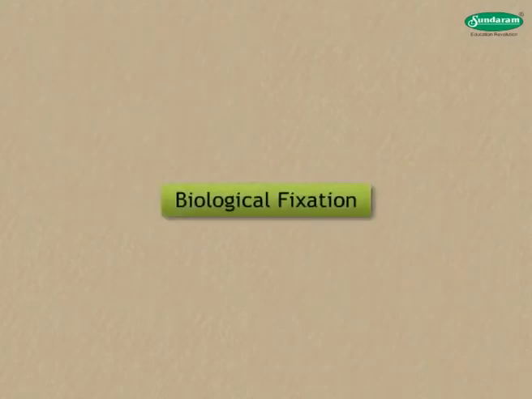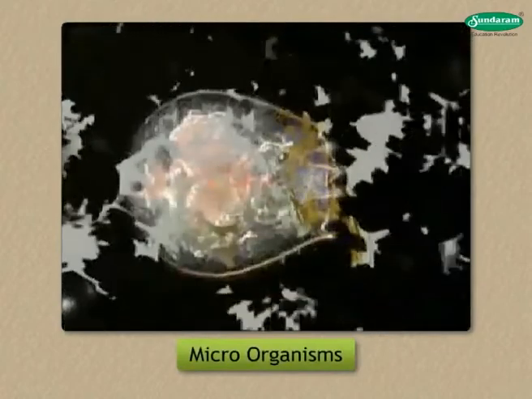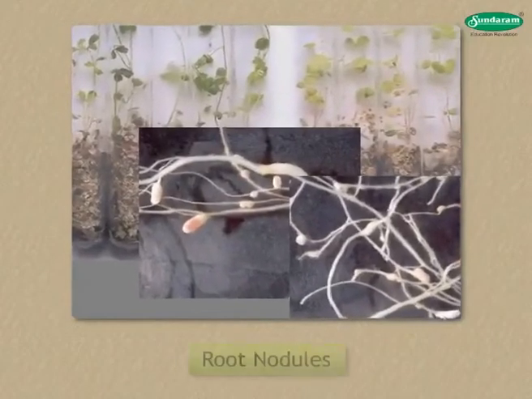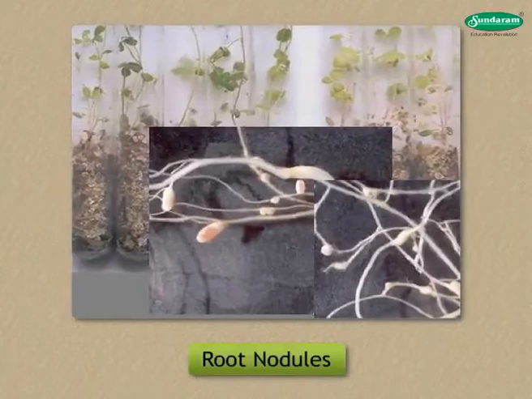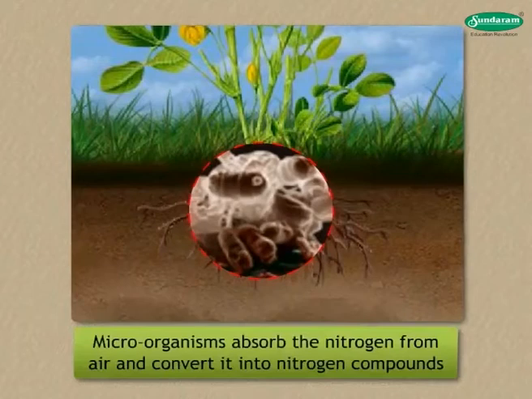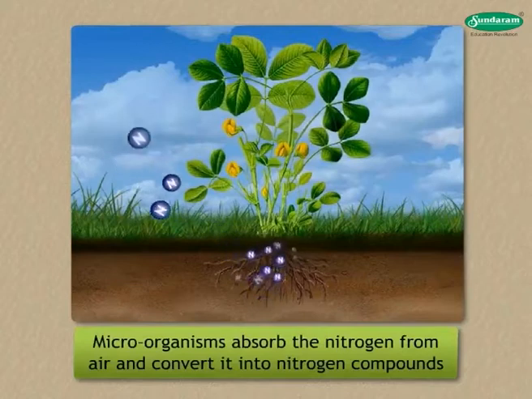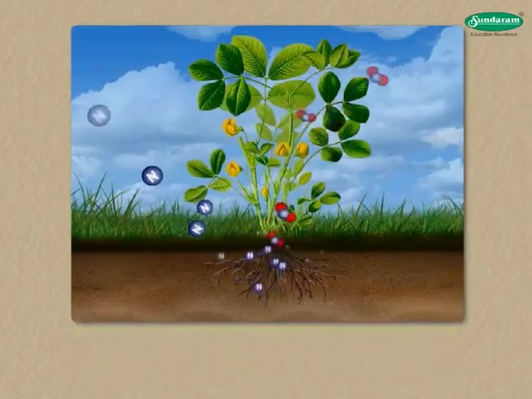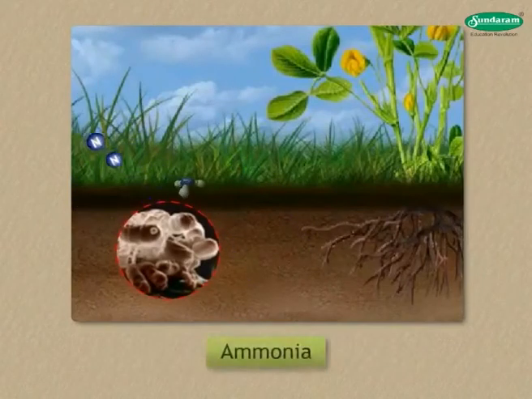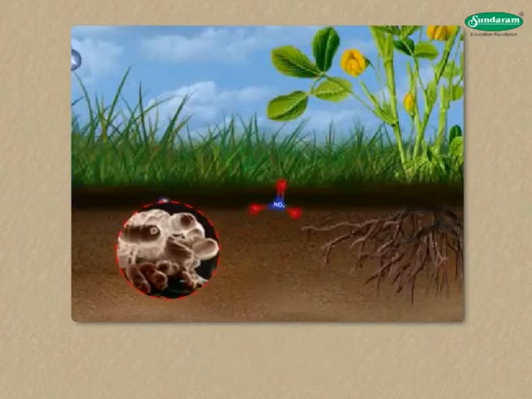Let us see biological fixation. Microorganisms that bring about nitrogen fixation are of two kinds. One of these types is found in the root nodules of certain leguminous plants, while the other types are found in the soil. The microorganisms in the nodules absorb the nitrogen from the air and convert it into nitrogen compounds. The microorganisms in the soil convert nitrogen in the air into ammonia, nitrous acid, and nitric acid, and eventually into nitrates.